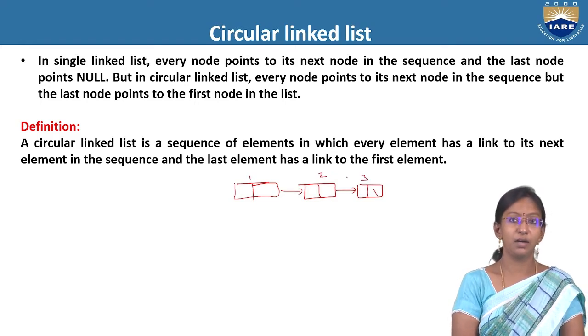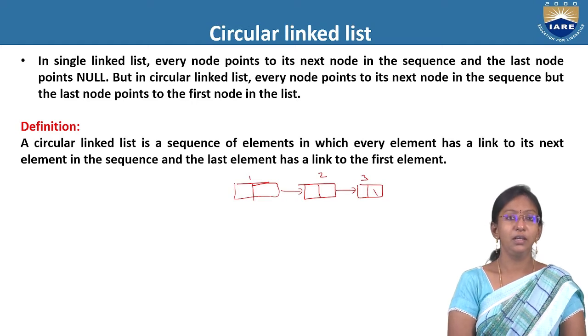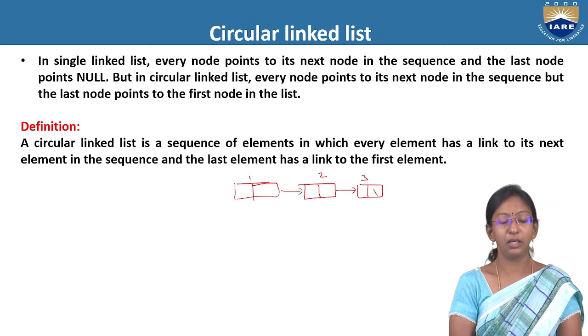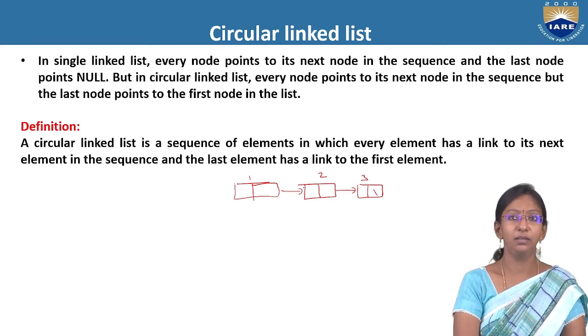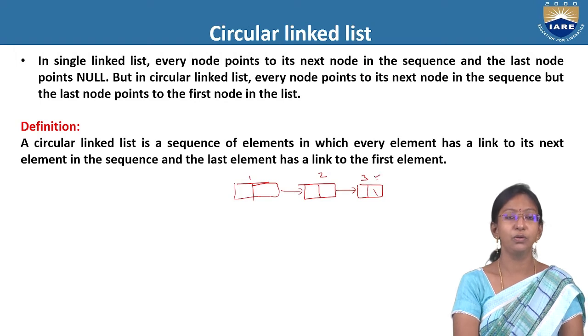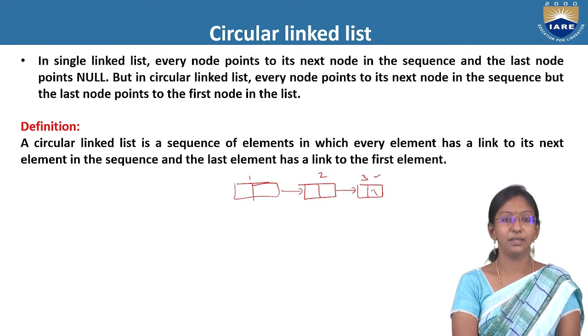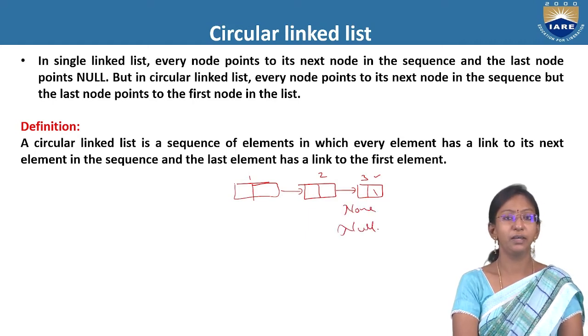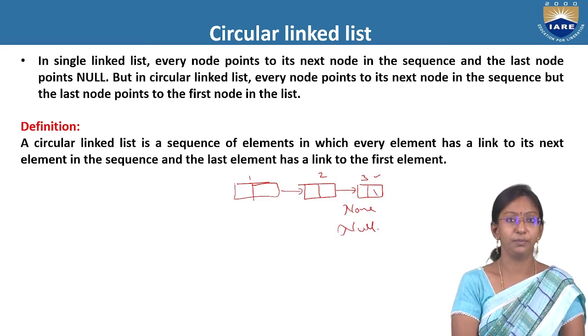All three nodes are arranged in such a way that each node holds a data part, and in the address part, the link part, it holds the address of its next node. Whereas the third node over here is the last node, so its next part, that is the link or address part, will hold either none or null to specify that there is no node after it.